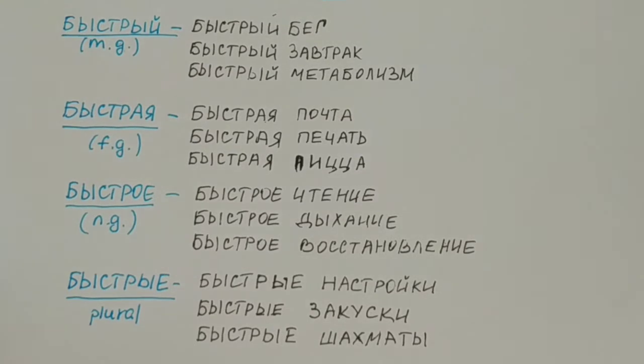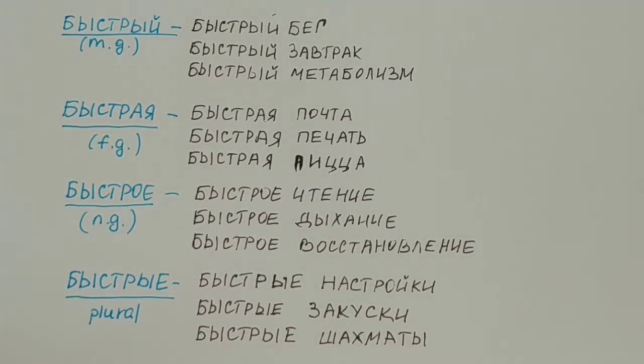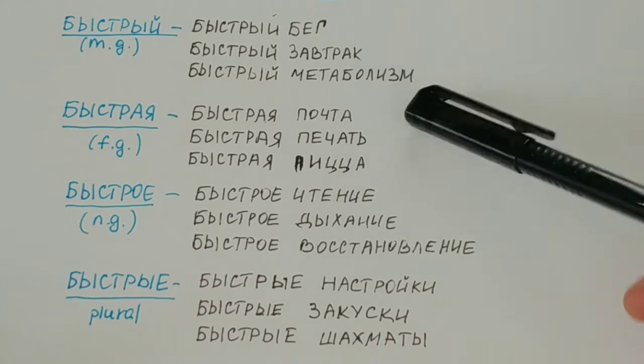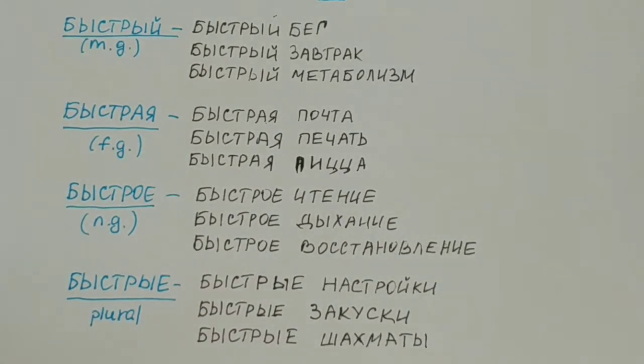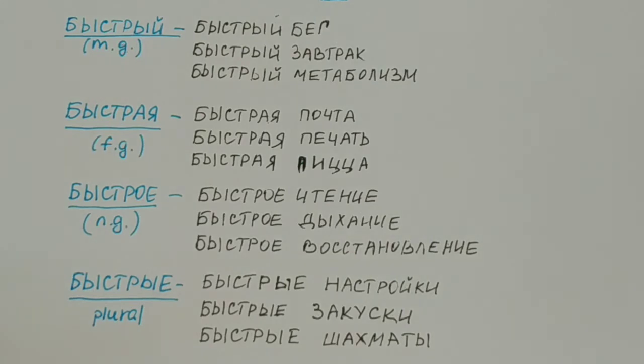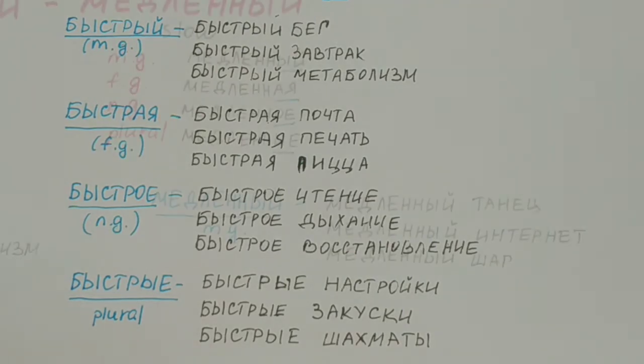So these are all of the examples of using the adjective быстрый in all of its forms in some simple phrases with nouns of the same form. So we looked over the masculine gender, feminine gender, neuter gender, and also plural form. And now let's go over to the second adjective of this video, which is медленный, meaning slow.